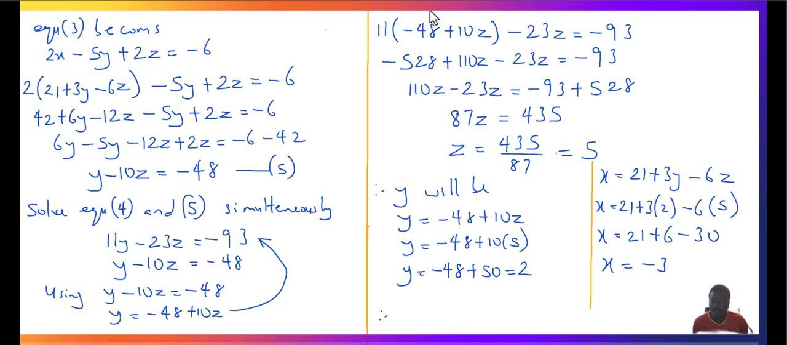So therefore, our x is equal to negative 3, comma, our y is equal to 2, and our z is equal to 5. So we've been able to solve the first example under system of 3 linear equation using substitution method. Let's also solve the second example to see how good we are.